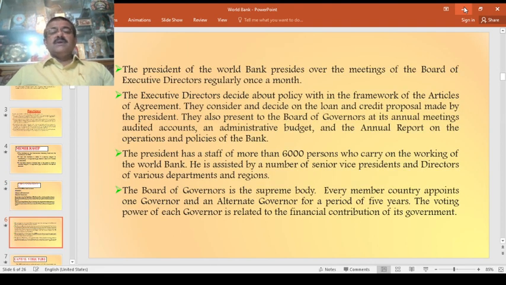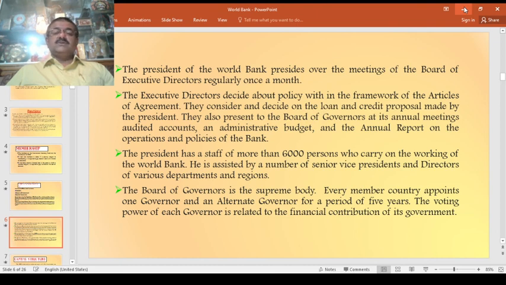The president of the World Bank presides over the meetings of the board of executive directors regularly once a month. There is a meeting once a month, so the president is going to preside over. The executive directors decide about policy within the framework of the articles of agreement. They consider and decide on the loan and credit proposals made by the president.